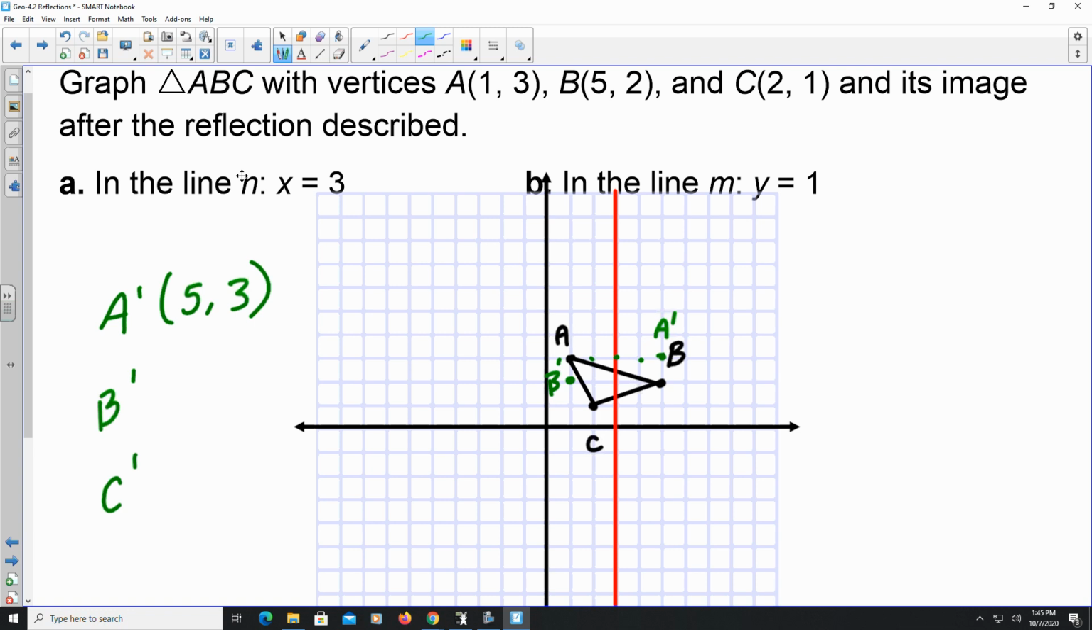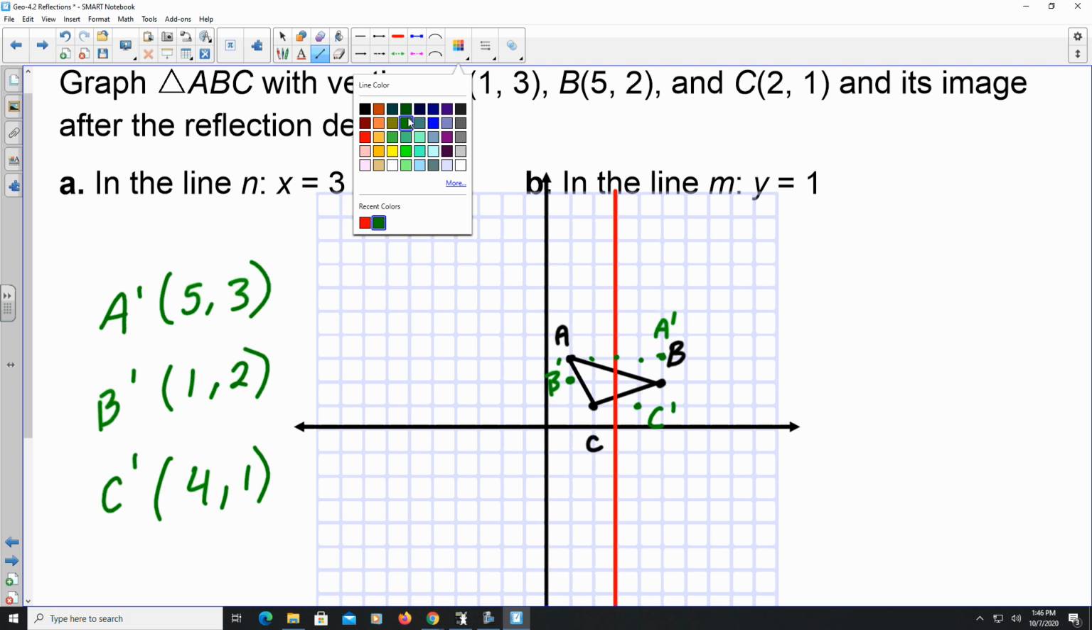And that is located at 1, comma 2. And then finally looking at C, it's going to be located right over here. That is C prime. And it looks like the coordinate is 1, 2, 3, 4, comma 1. If I make a line segment, I'll make the color green because that's how I drew it. It'll look here, here, and there.